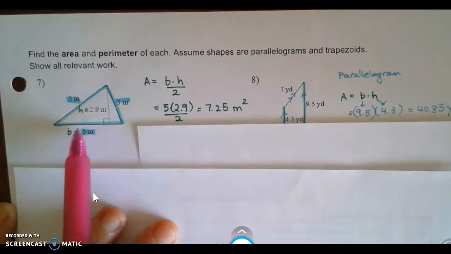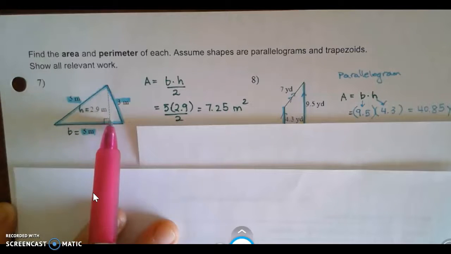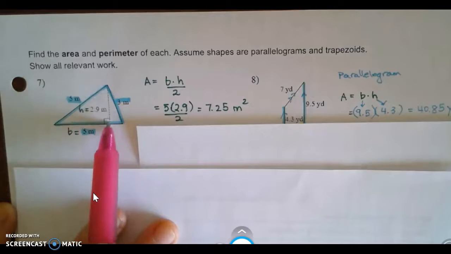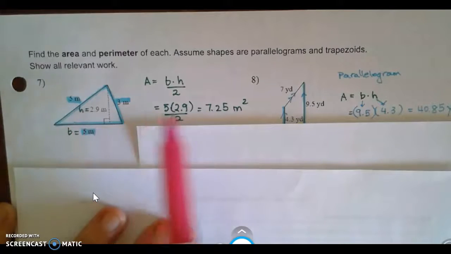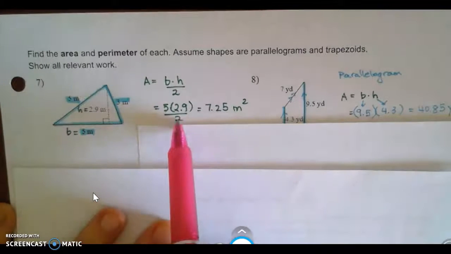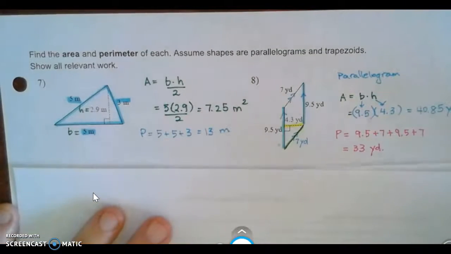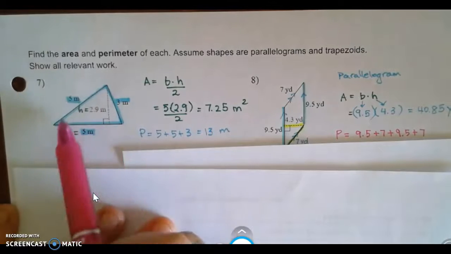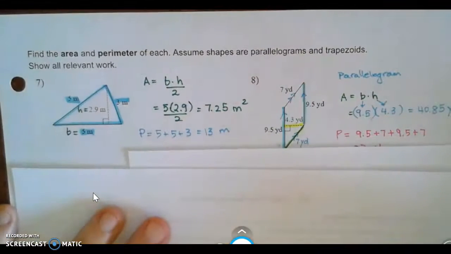So the base here is 5, and then 2.9 refers to this length here. These two lines are perpendicular to each other, so one is the base and the other is the height. So base is 5, height is 2.9. So 5 times 2.9 divided by 2 is 7.25. For the perimeter, that just means the outside length. So that's 5 plus 3 plus 5, which is 13 meters.